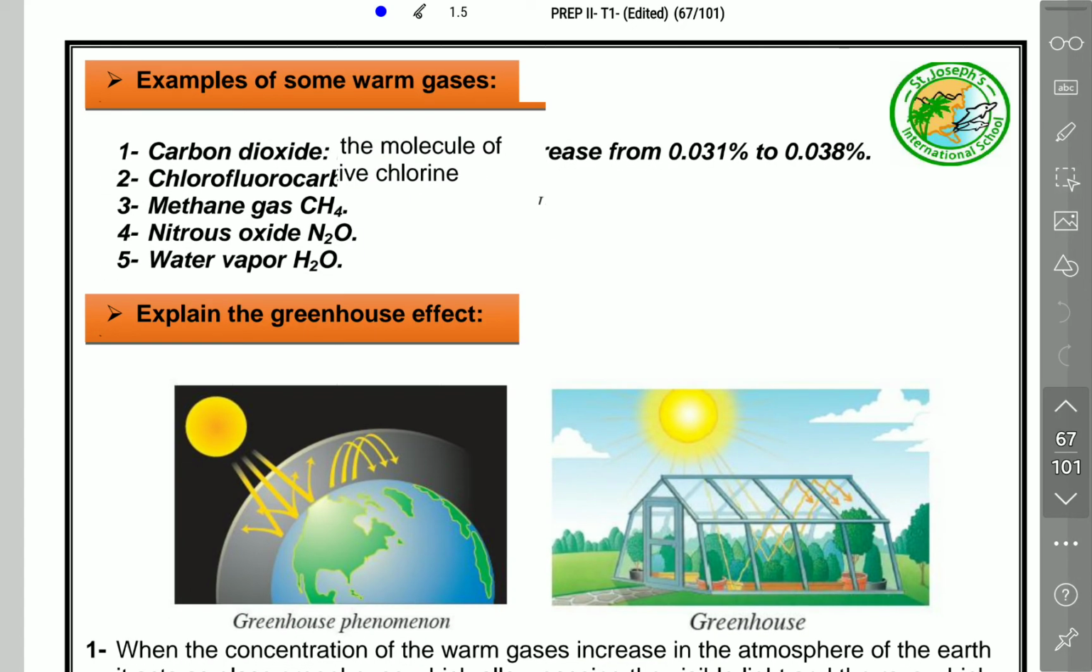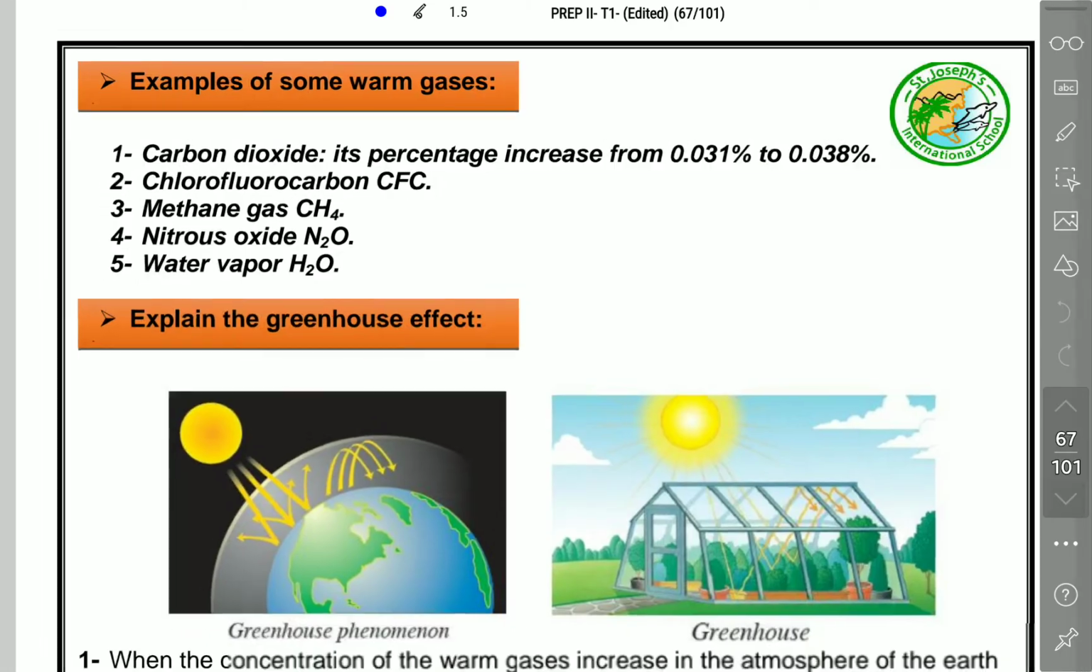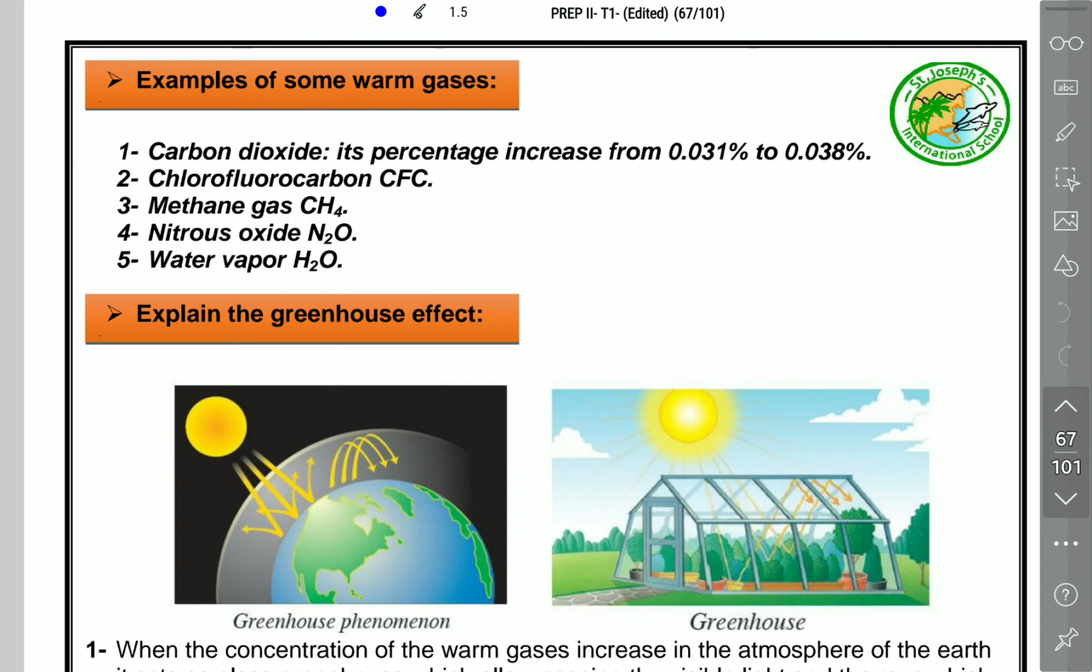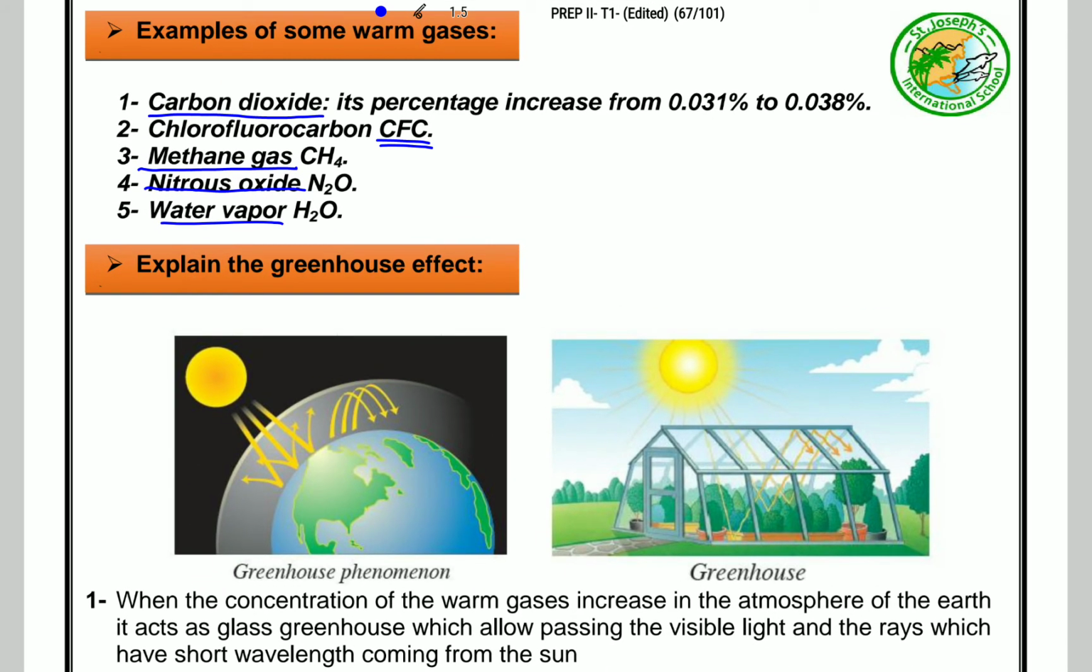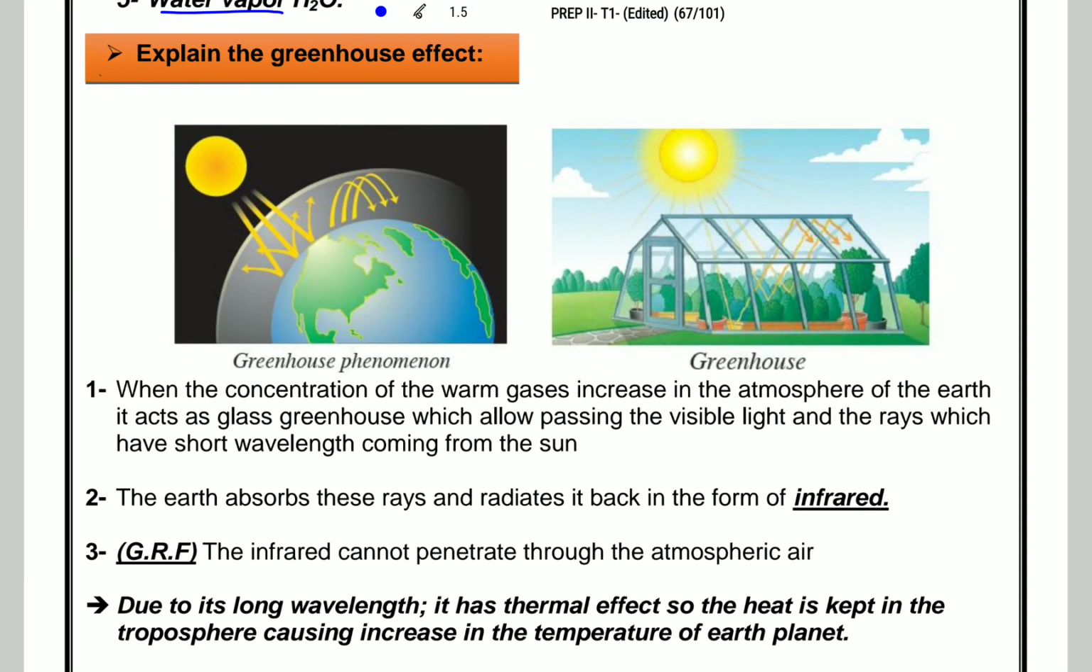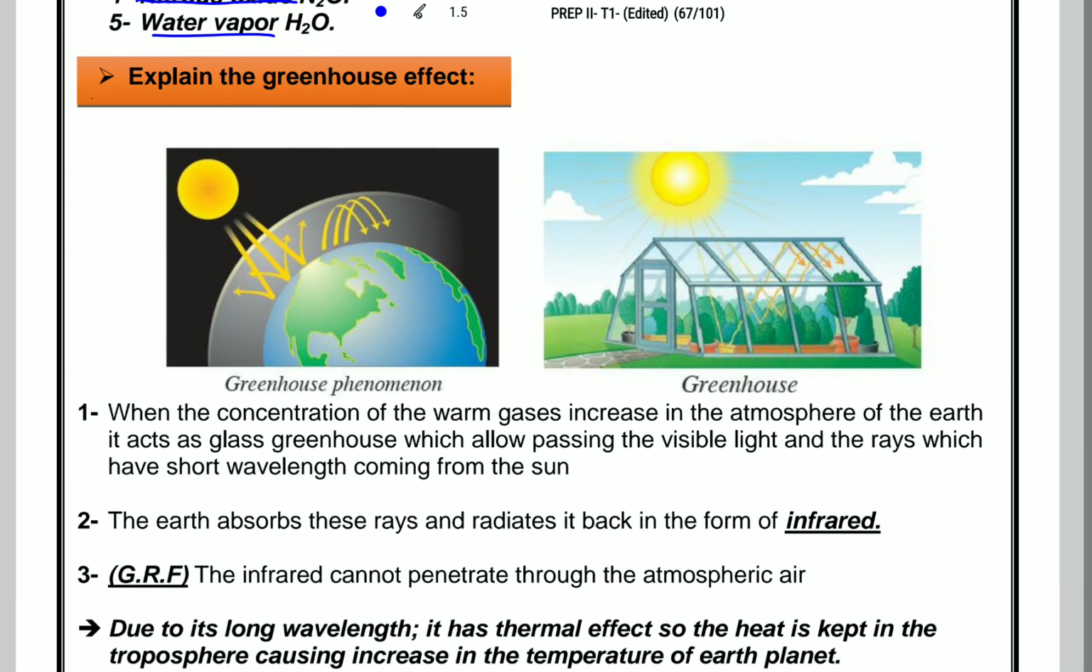And this carbon dioxide gas is one of the gases known as the warm gases or the global warming gases. And there are 5: carbon dioxide, chlorofluorocarbon, the CFC, methane gas, CH4, nitrous oxide, and water vapor. When the percentage of these gases increases, they block the sun rays and never let them return back, which causes an increase in the temperature, as we can see here.